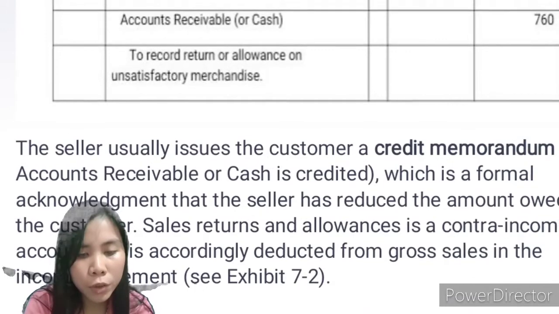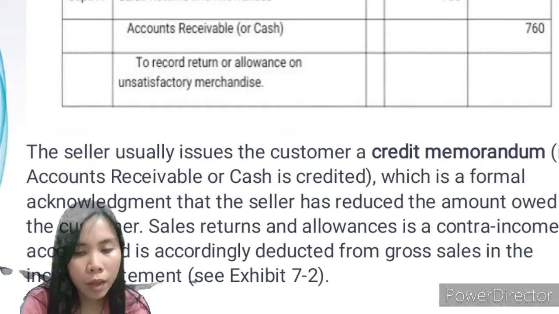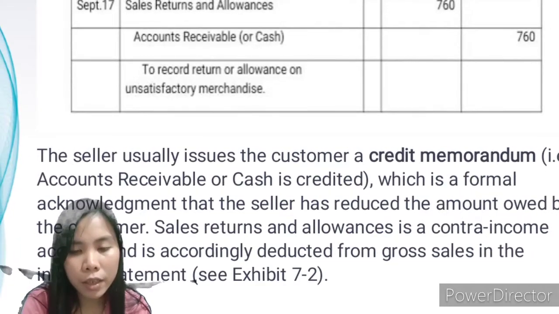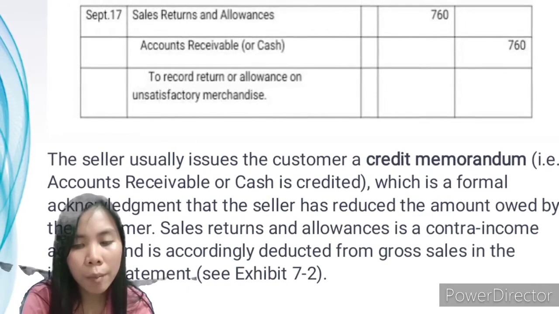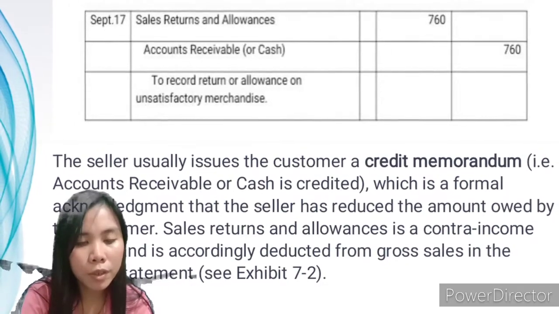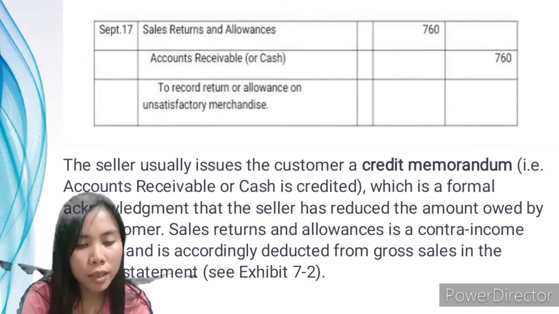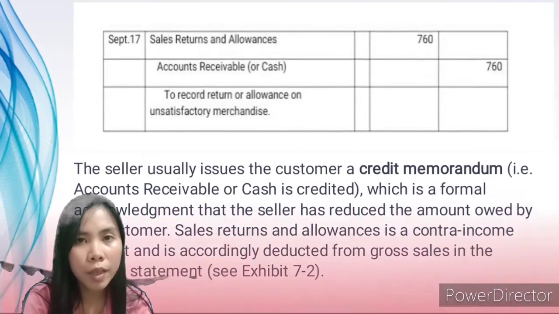The seller usually issues the customer a credit memorandum. That is, accounts receivable or cash is credited, which is a formal acknowledgement that the seller has reduced the amount owed by the customer. Sales return and allowances is a contra income account and is accordingly deducted from gross sales in the income statement.